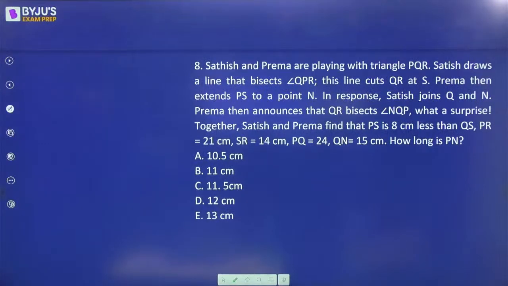Now the next question. They are drawing a triangle PQR. Satish draws a line that bisects angle QPR. Okay, you just need to draw the complete figure. Some values are given at the end, and you'll have to find out the length of PN. Carefully draw the figure of this question. Carefully.